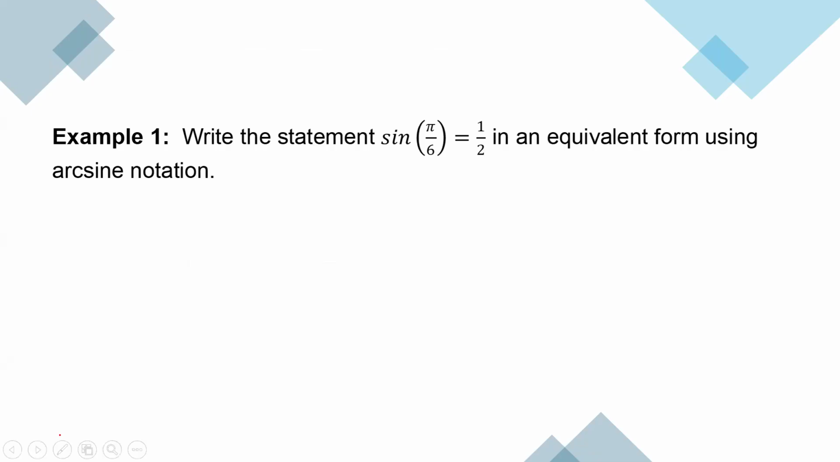So for example here, we have sine of pi over 6 equals 1/2, correct? If I wanted to write this as an inverse function, essentially what I'm saying is that my x and my y are switching roles, correct?